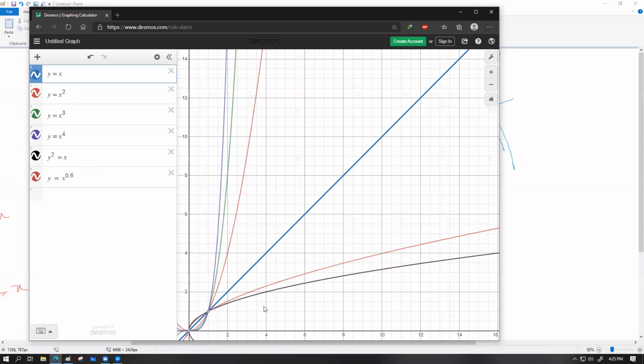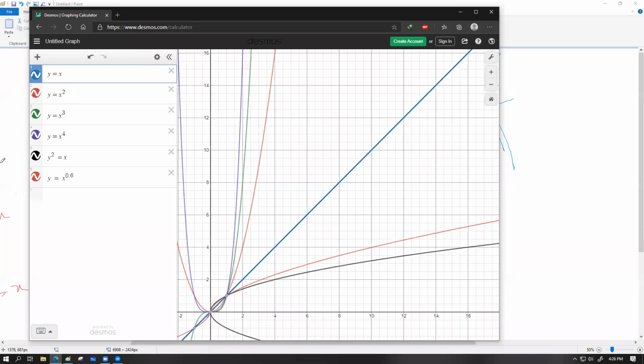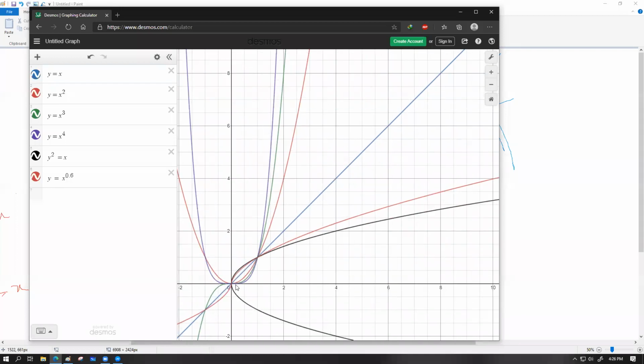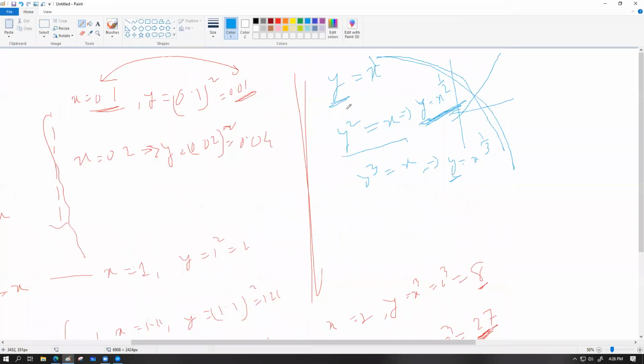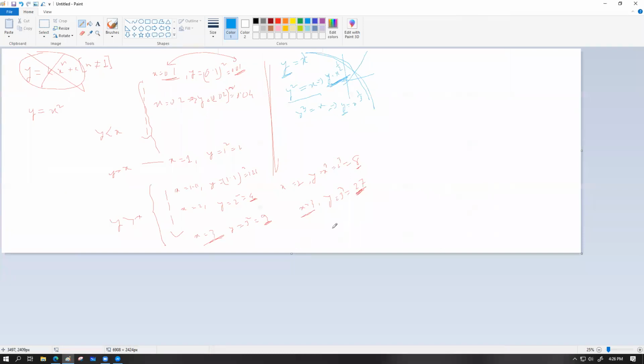Take a look. Now this y equals x line is over here. The y equals x to the power 0.6 line is showing up over here. Point to be noted. Whenever the power of x is smaller than the power of y, the graphs tend to change shape in this fashion. Whenever the power of x is bigger than the power of y, graphs tend to change their shape like that.